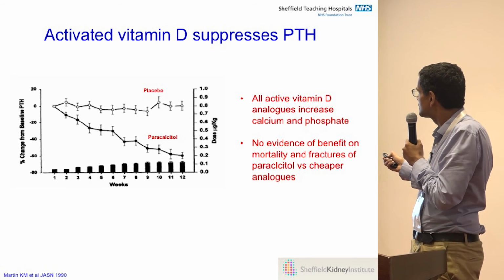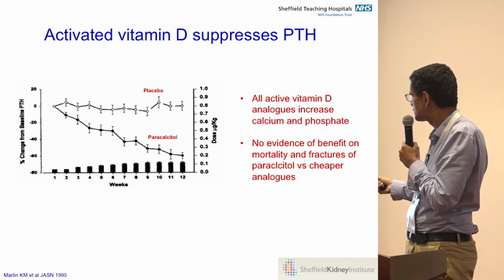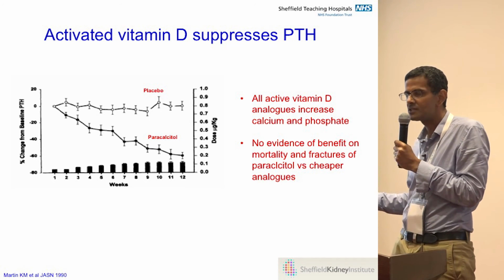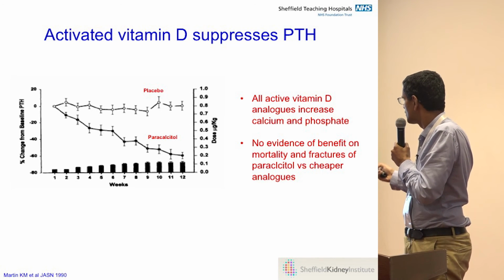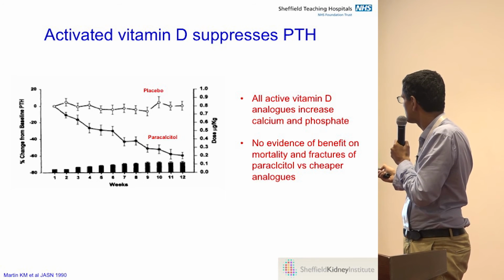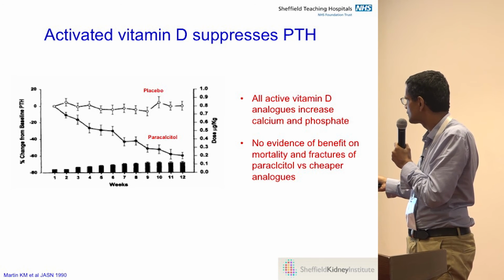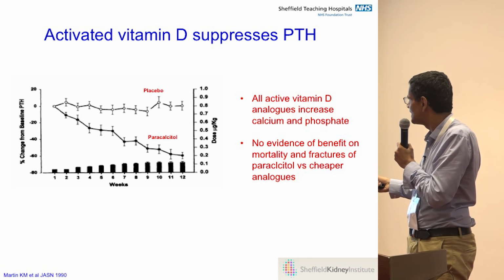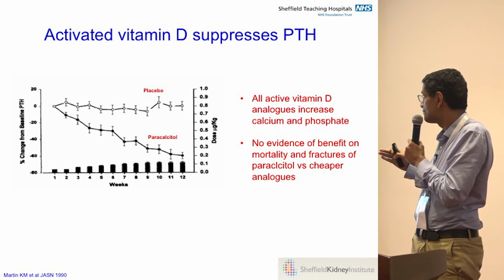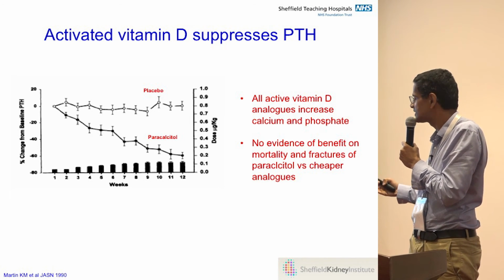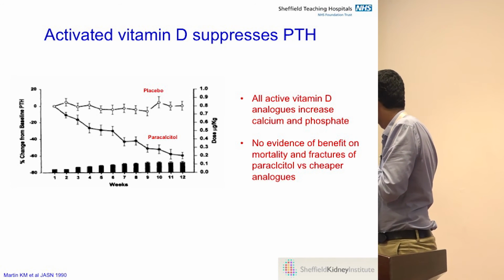We can all give active vitamin D, and as you all know, active vitamin D suppresses PTH really well. So this is paracalcitol, alphacalcidol, calcitriol, whatever vitamin D you use, they all work fine. The problems with active vitamin D are they increase calcium and phosphate. And although the makers of paracalcitol will tell you to use it, it's a lot more expensive, and there's no evidence that it's better in any way, either in terms of mortality or fractures or calcium or phosphate, than any of the other, cheaper analogues.